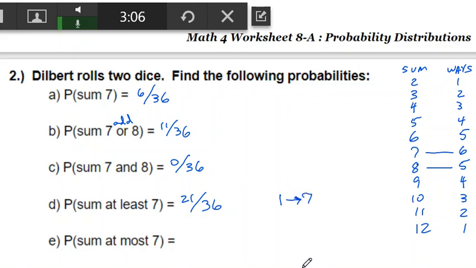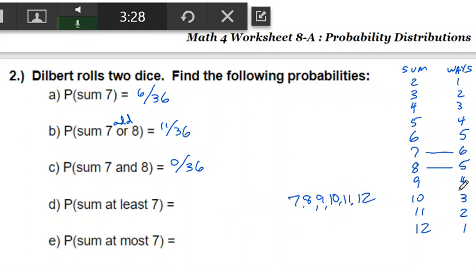Now, at most 7. Wait a minute now. At least 7. That's backwards. I did it again. At least 7 means that it has to be 7 or more. So that would be 7, 8, 9, 10, 11, 12.